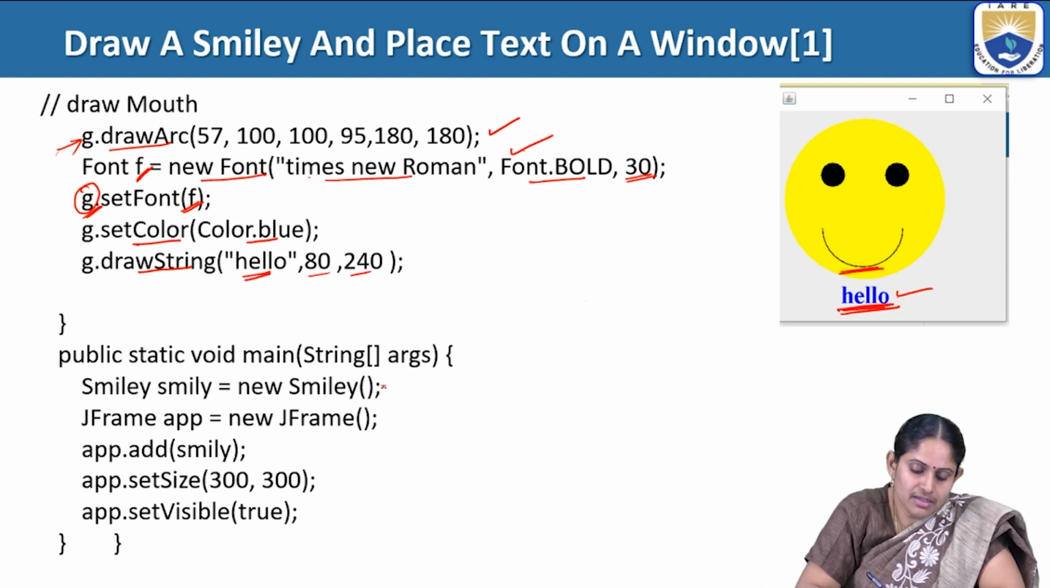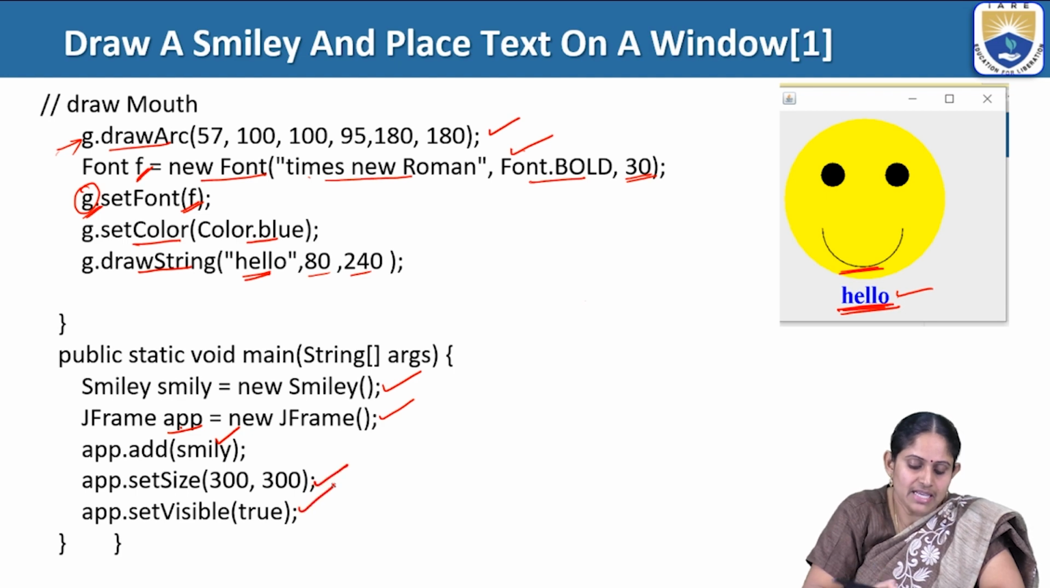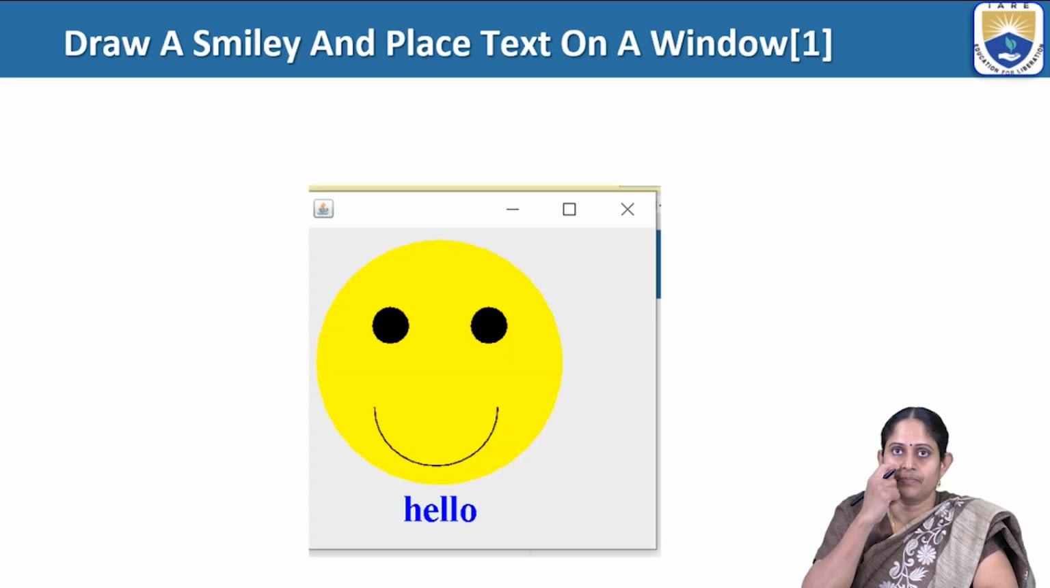Next, we will create an object of the Smiley class, and then we create a frame named app, and onto this frame object, we will add our Smiley object of panel, and the frame size and visibility is set using those two methods. So this is how we draw a smiley and place a text on a window using Swing.